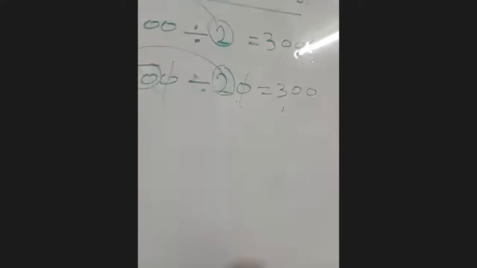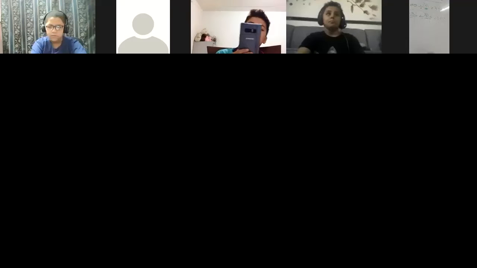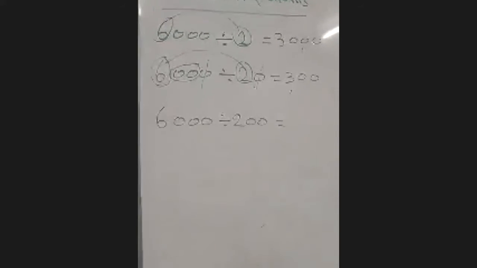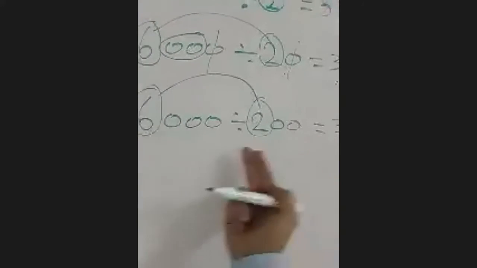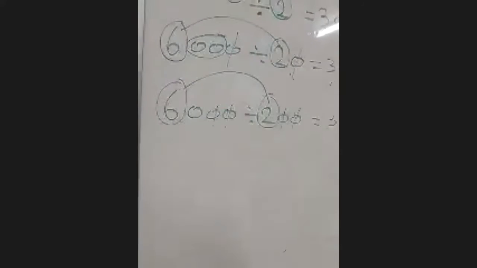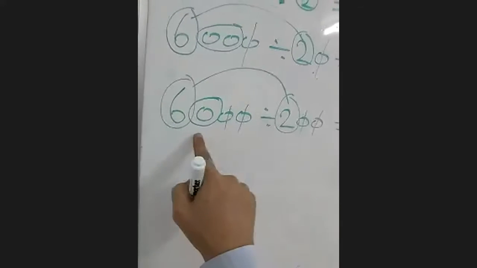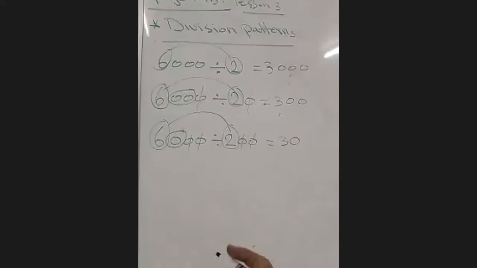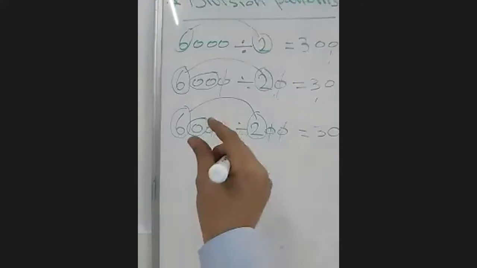So if we have 6,000 divided by 200, focus, guys, focus. Now we divide the 6 by 2, that is 3. Here we have two zeros, and here we have three zeros. We cross two zeros with two zeros. They are gone. There is still one uncrossed zero, so we put it here, 30. So guys, if we have zeros in both numbers, we cross the common zeros, and the rest of the zeros which are not crossed, we put them in the answer, okay?